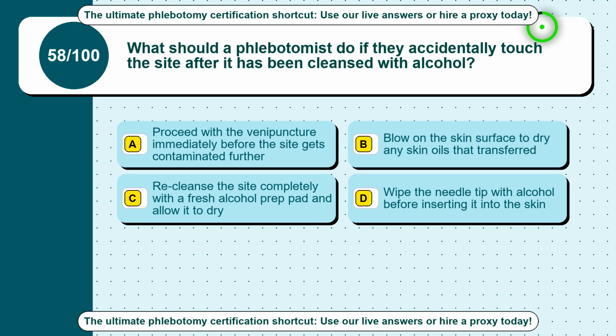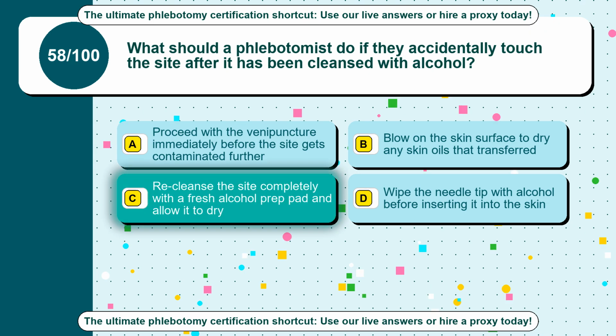What should a phlebotomist do if they accidentally touch the site after it has been cleansed with alcohol? Option A. Proceed with the venipuncture immediately before the site gets contaminated further. Option B. Blow on the skin surface to dry any skin oils that transferred. Option C. Re-cleanse the site completely with a fresh alcohol prep pad and allow it to dry. Option D. Wipe the needle tip with alcohol before inserting it into the skin.